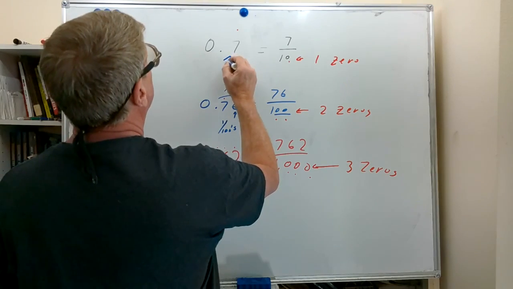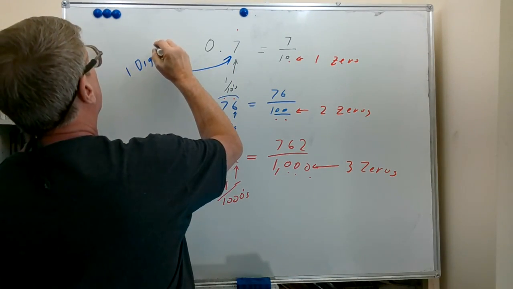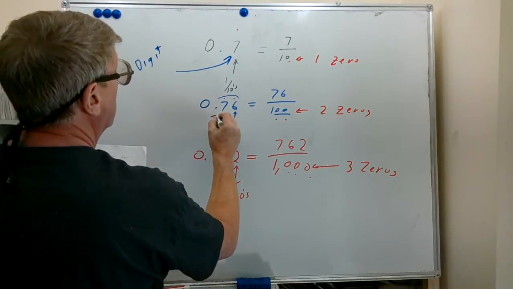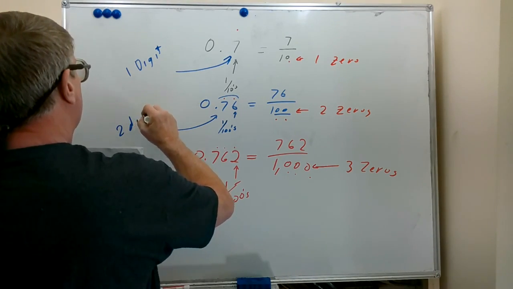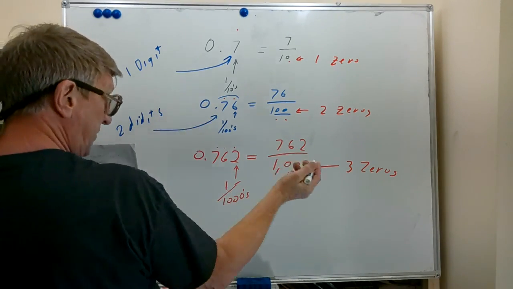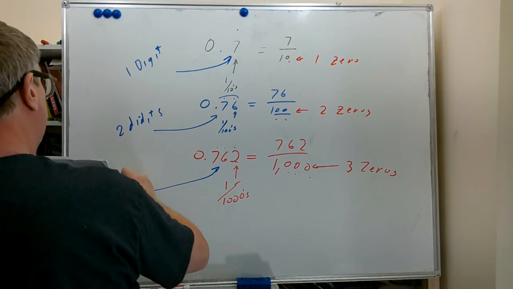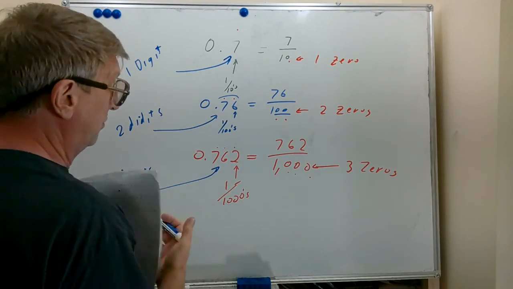And we're going to 1 digit to the right of the decimal place. 2 digits to the right of the decimal place. 3 digits to the right of the decimal place.